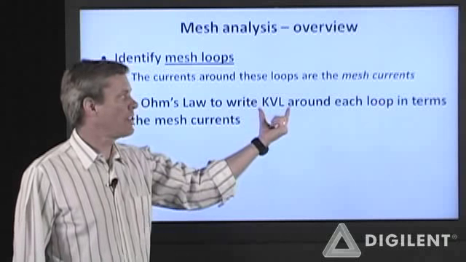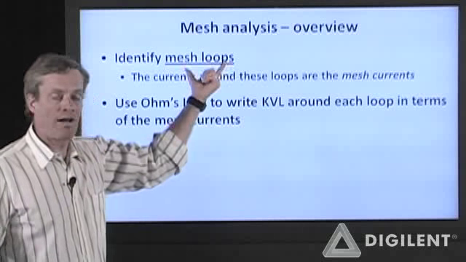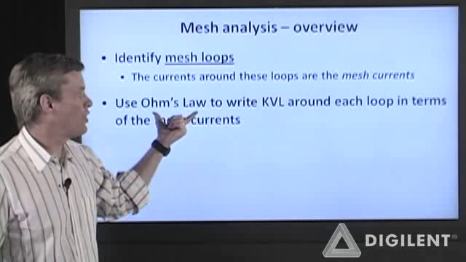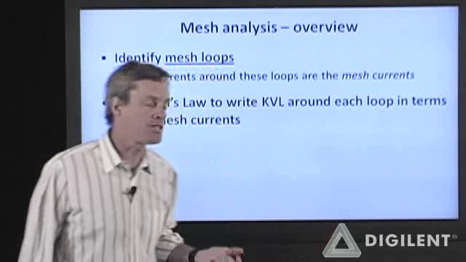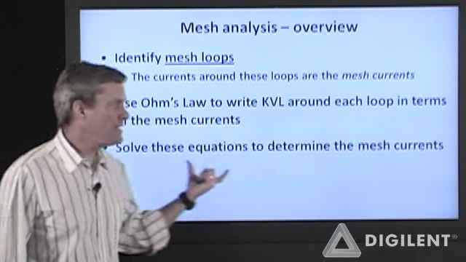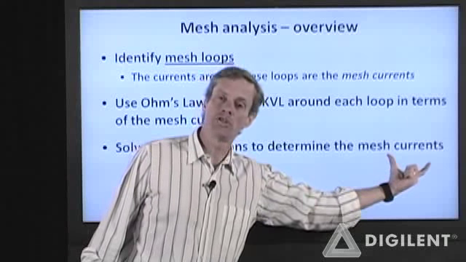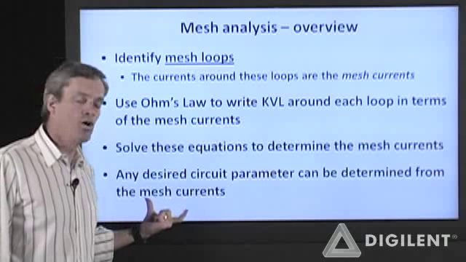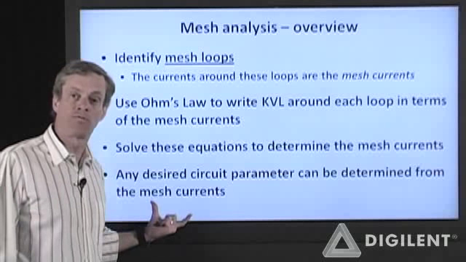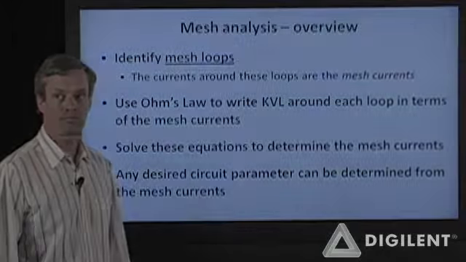What we're going to do is write KVL around each of these mesh loops. We'll use Ohm's law to write KVL in terms of the mesh currents. We can solve these equations to find the mesh currents. It turns out that anything else we need to know about the circuit can be determined from the mesh currents.